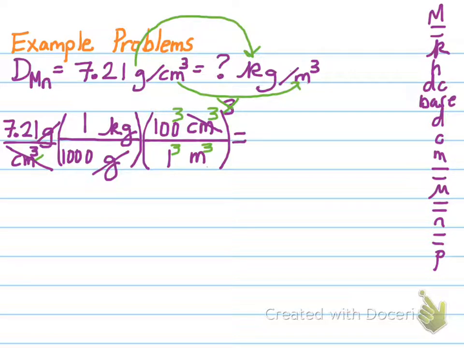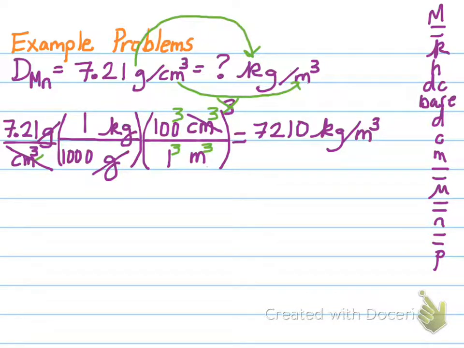So now I just have to do the math. Now I do need to be careful, because I have to take 100 and I need to cube it. So be very careful when you do this that you cube it. And then you have to divide it by the 1,000 that's in the denominator. And so you should get 7,210 kilograms per meter cubed.